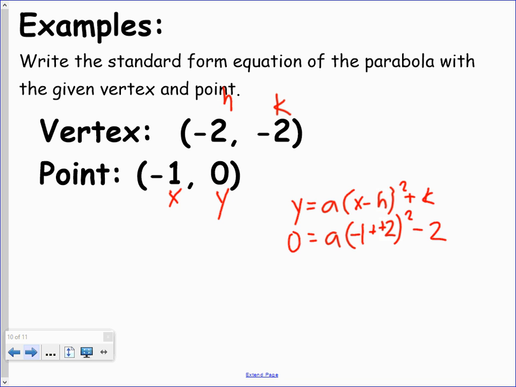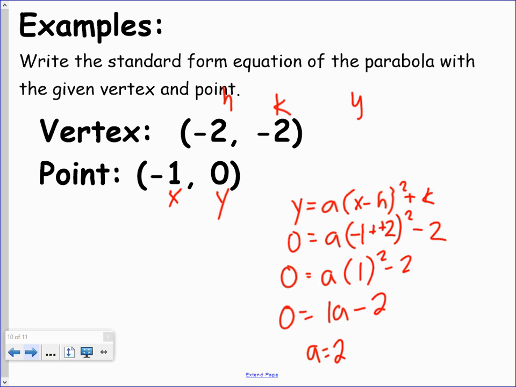So all I've done is I've plugged in those 4 coordinates, and now I could solve for a. Does that make sense? Okay. When you're solving for a, follow order of operations. -1 plus 2 is 1. And 1 squared is 1. Notice how I'm writing that. That's 1a minus 2. Don't think that you can do 1 minus 2, because 1 is getting multiplied by a. So then I would add 2 to the other side, and my a value is 2.